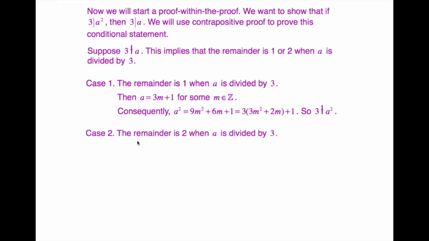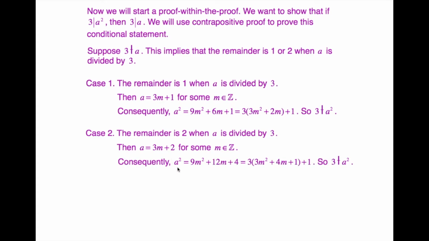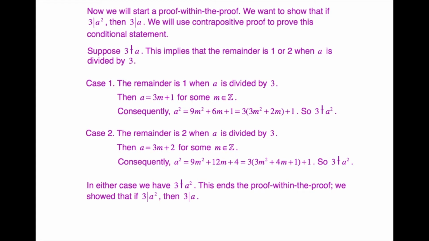We can write a as 3m plus 2, and when we calculate a squared, it's 9m squared plus 12m plus 4, and again, we have a remainder of 1 if we divide a squared by 3, so 3 does not divide a squared. In either case, 3 does not divide a squared, and this ends the proof within the proof. We showed that if 3 divides a squared, then 3 divides a.